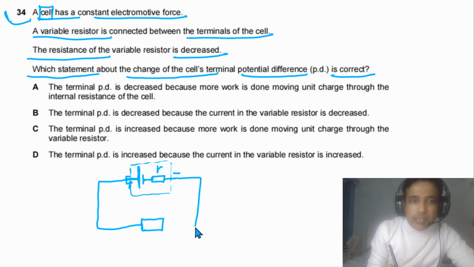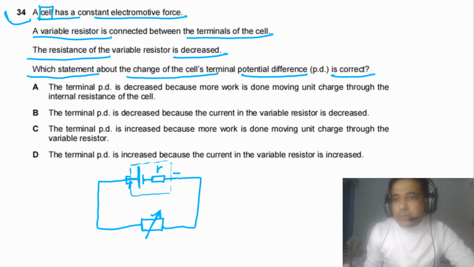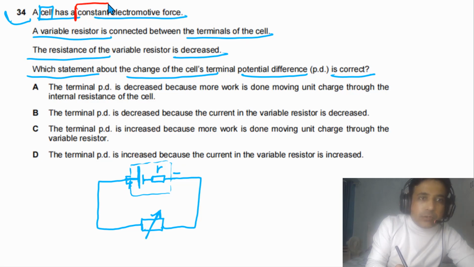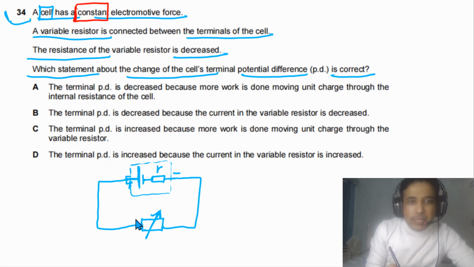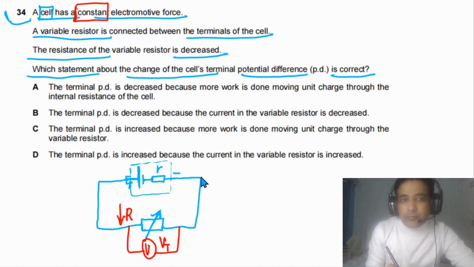So we can also connect the variable resistor. So this is the variable resistor. In the question it is given to us that EMF is constant, and the resistance of this variable resistor is decreased. So we need to understand, if we connect a voltmeter across this variable resistor, the reading on this voltmeter will give us the terminal potential difference across the terminals of this power supply. So we can say in this case EMF has to be equal to terminal potential difference plus V lost.